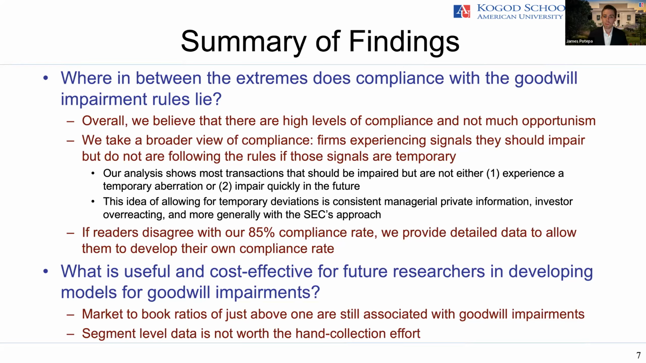In terms of what's useful and cost-effective for future researchers in developing models for goodwill impairments, we highlight that market-to-book ratios just above 1 are still associated with goodwill impairments. So there's a lot of valuable predictive power in market-to-book ratios just above 1 that have been ignored by prior research, and we think they add a lot to the models, and we'll show you why we think they add.